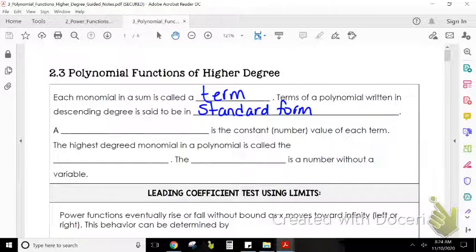All right, so a coefficient is the constant number value of each term. The highest degree monomial is called the leading term. And the constant is a number without a variable.